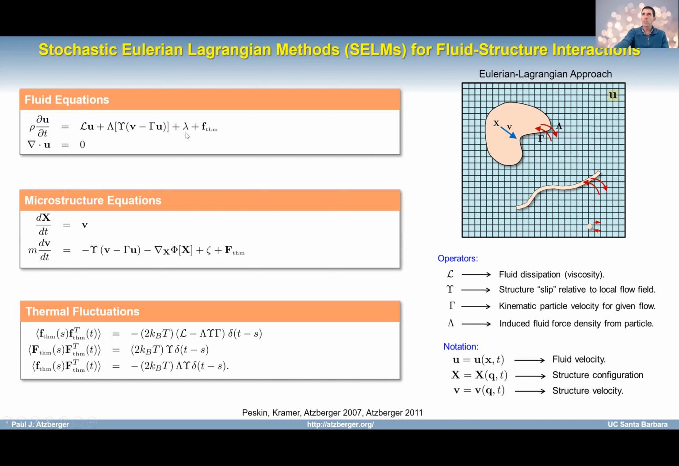And then the lambda here is the Lagrange multiplier. For example, you could have incompressibility constraints. And then the F therm is really the interesting part. That's how you thermostat the system. And similarly, for the microstructures, I have momentum equations very close to the Langevin equation. The gradient of phi here is the gradient of a potential, a conservative force. This is the drag force I was alluding to before.